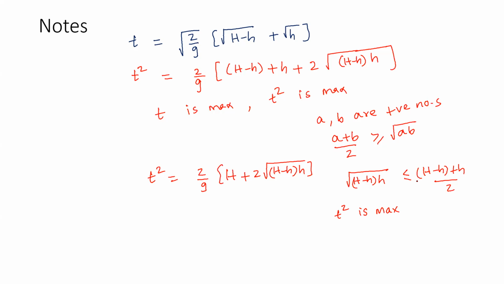Now, when are they equal really? When A and B are equal. We write (A plus B) by 2 is equal to square root of AB only when A is equal to B. So the extreme case is H minus h is equal to h. So we get h by capital H as 1 by 2.